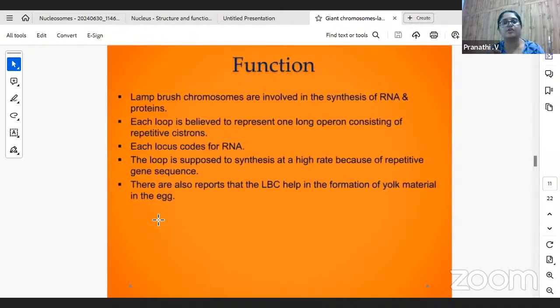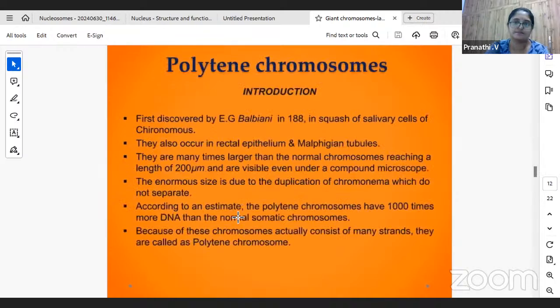Because of this, you get a highly repetitive gene sequence also. And where is it present? We have already discussed that it is present in oocytes. So it helps in the formation of yolk material in the eggs.